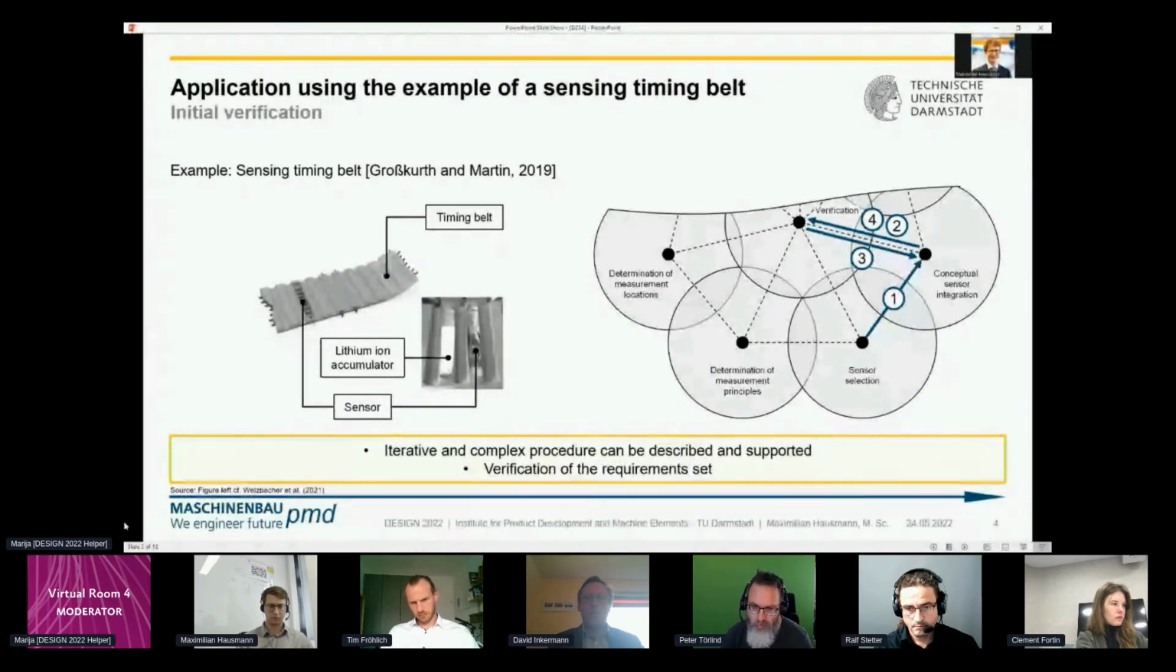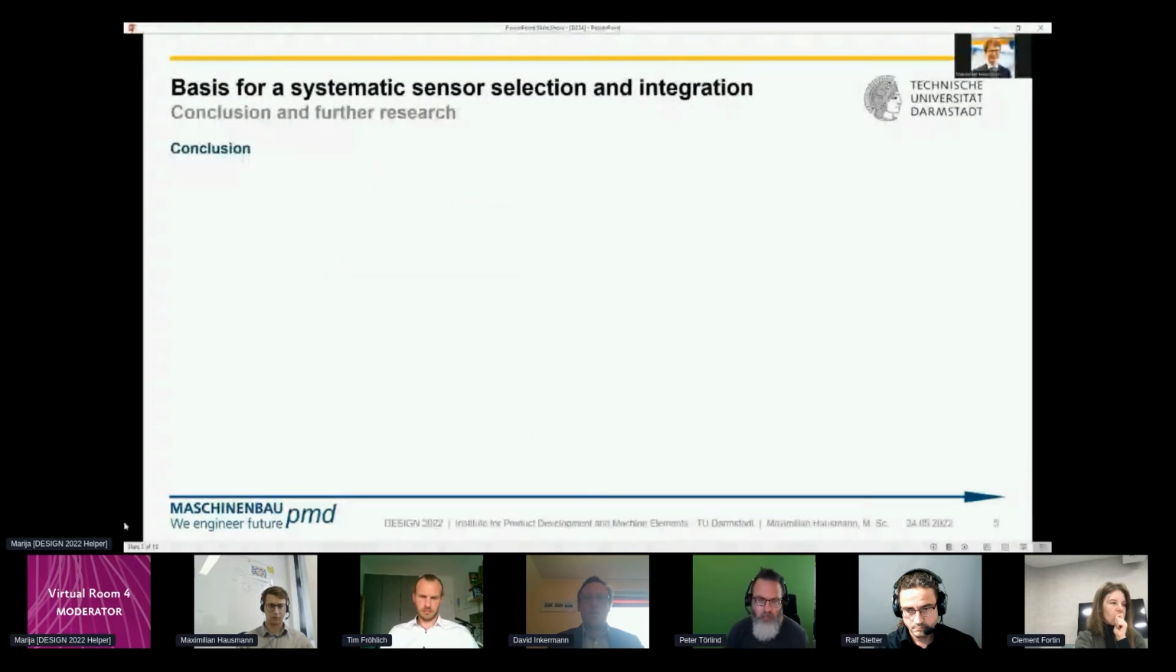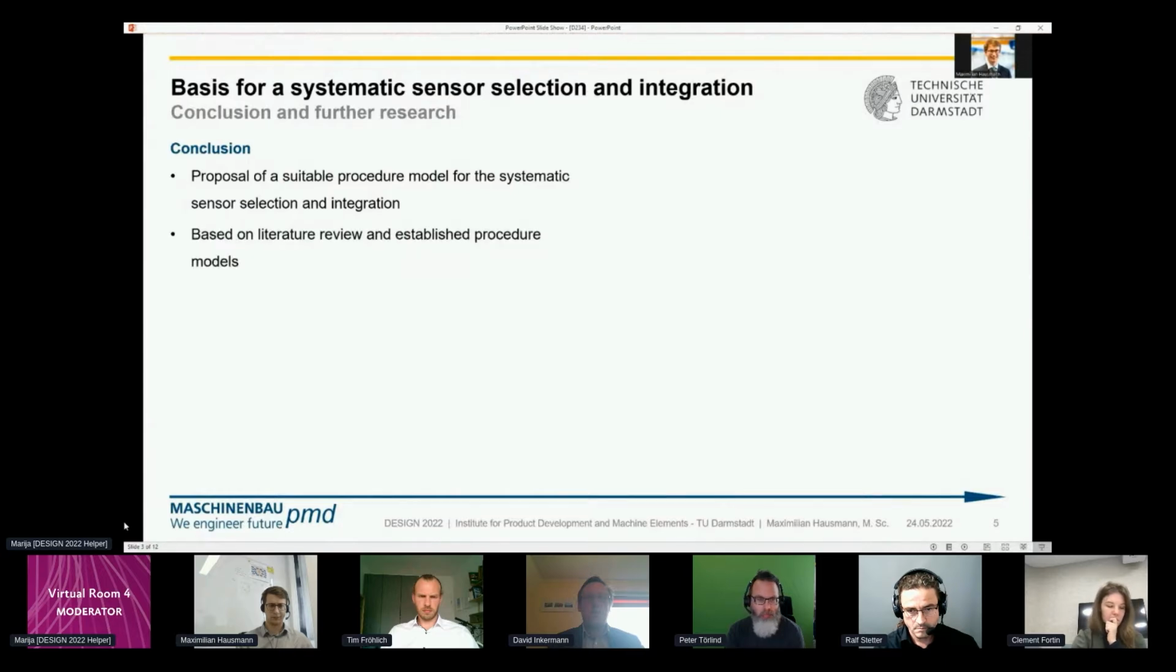The procedure model fulfills the essential requirements set. These include the similarity to the macro structure and existing procedure models, in this case, the MPM. In the presented contribution, a procedure model for the systematic sensor selection integration was proposed. This is based on an extensive literature review and builds on an established procedure model. However, no validation of the procedure model has yet been carried out.